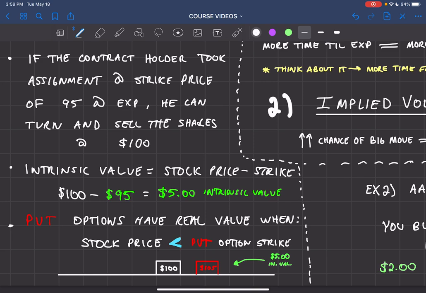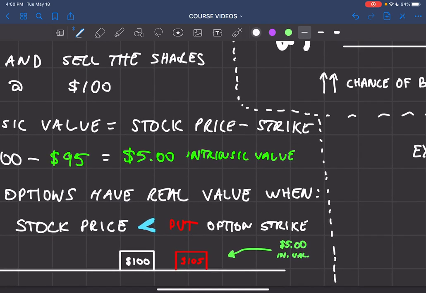So what about a put option? So put options have real value when the stock price is below the put option strike. Remember, we make money with a put when the stock price decreases. So in this case, you could see here our strike price is actually above the stock price at expiration. So the same equation applies here. The difference between the strike price and the stock price at expiration would indicate our intrinsic value. So in this case, we have $5 in intrinsic value.